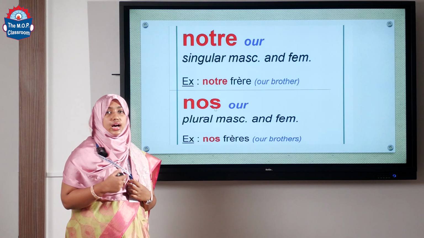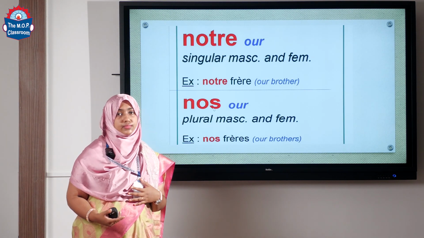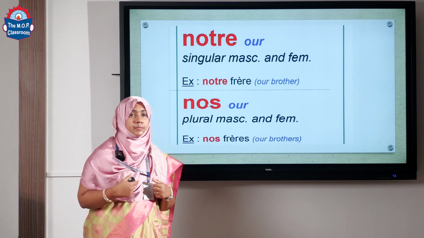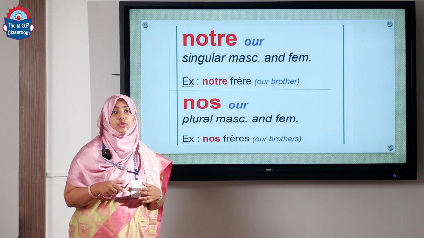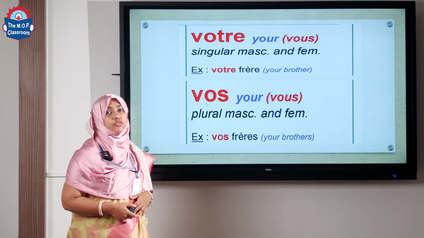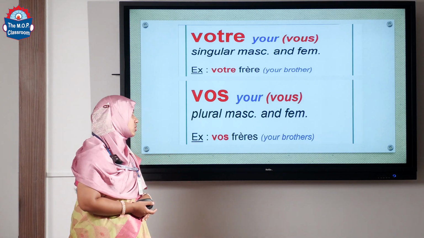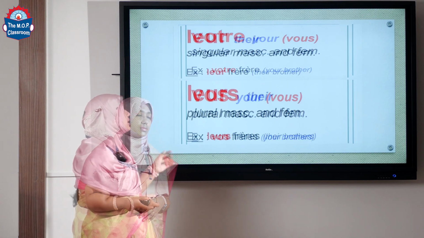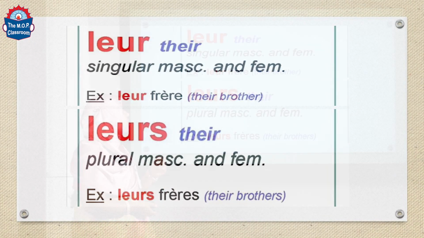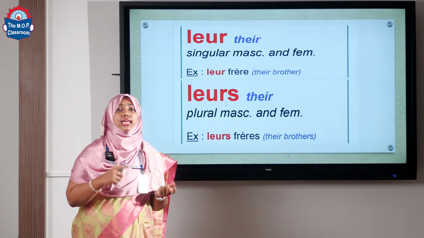So notre frère, our brother, it's masculine singular. Then nos frères, our brothers, plural. If it is sœur, which is sister, we still use notre sœur. And if it's starting with a vowel, for example, oncle, uncle, uncle is starting with a vowel, we still use notre. Then for vous, we have votre and vos. Votre frère, your brother, or vos frères, your brothers. Then we have leur. For ils and elles, pluriel, we have leur. So leur frère, their brother, leurs frères, their brothers.